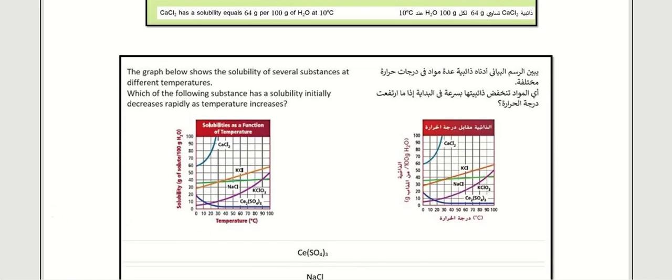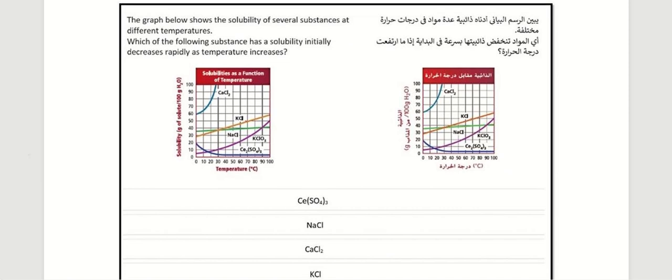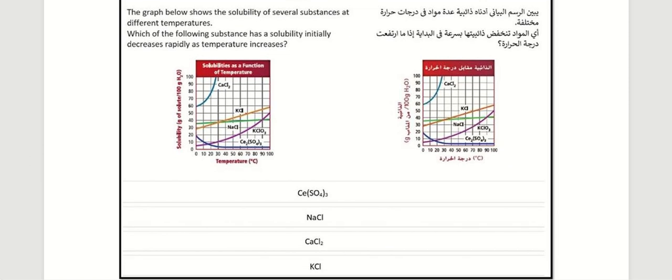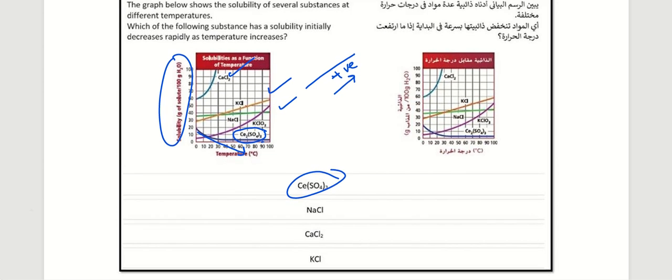Okay. Which of the following substances has solubility that decreases when the temperature increases? For all of these, the solubility increases because the gradient is positive. Positive gradient means it is going up, the solubility is increasing, except cesium sulfate. For cesium sulfate, the solubility is going down, so it is decreasing solubility by increasing the temperature.